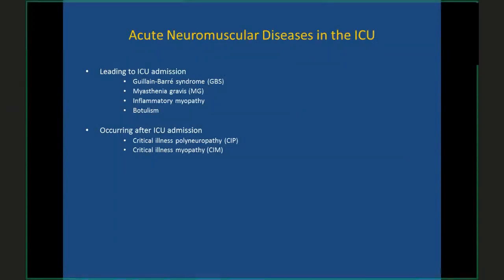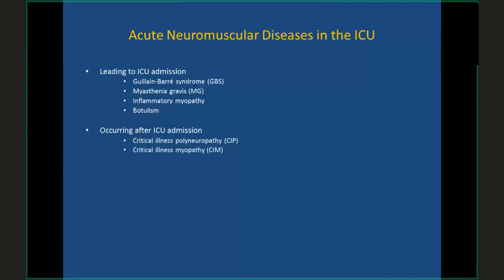Others, like inflammatory myopathy, polymyositis, or botulism, are extremely rare. Personally, I have not seen such cases in the ICU. The diseases that happen after ICU admission include critical illness polyneuropathy and critical illness myopathy.